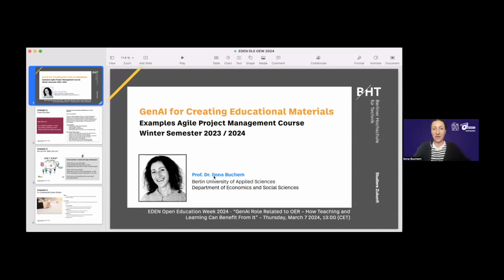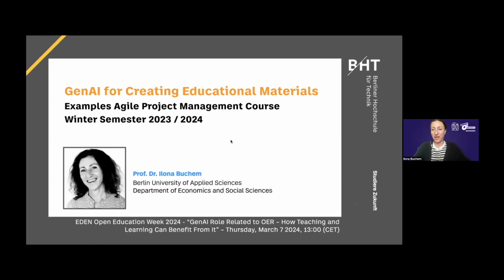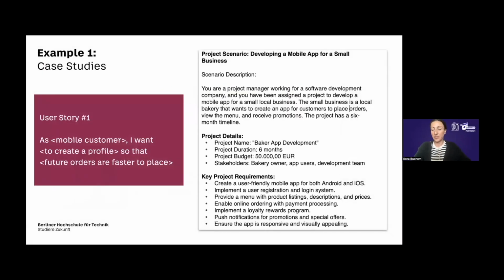Okay, so I just chose examples from the Agile project management course that I am teaching. I am in the Department of Economics and Social Sciences, and these are just examples from the last semester, so we can see and compare what other teachers are doing. They are quite simple but quite useful things: creating different educational materials like case studies for students to work in teams and groups. In the Agile Project Management course, I created, for instance, project scenarios for different teams, and they had to play the roles of Agile teams: the product owner, the Scrum Master, and the development team. For example, they had to write user stories based on the project scenarios created by ChatGPT.